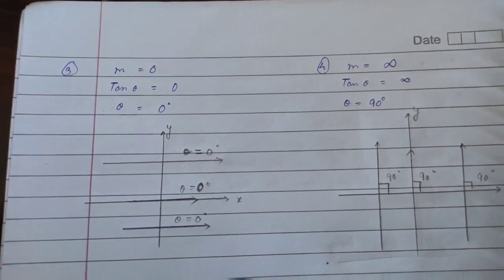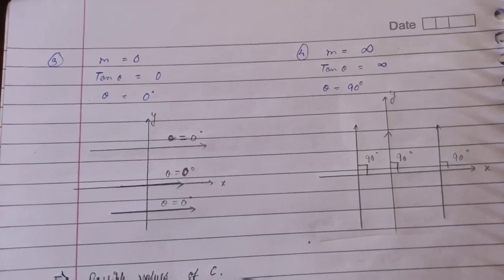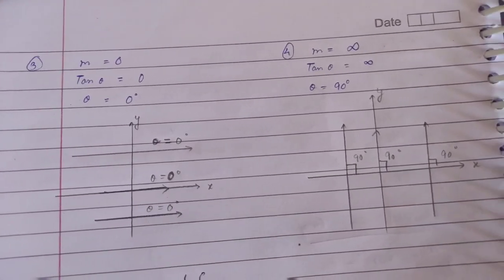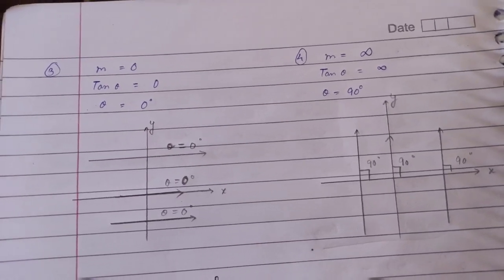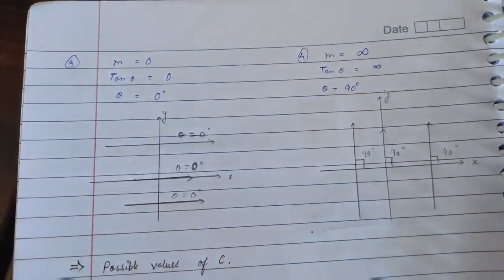When m is 0, tan theta will be 0, so the line will be parallel to the x axis. When m is infinity, we know that tan 90 is infinity, so theta will be 90 degrees, so it will be perpendicular to the x axis.